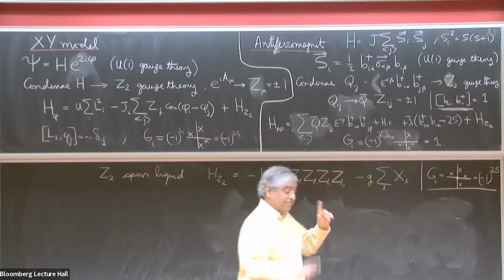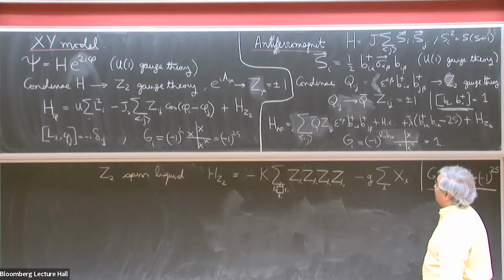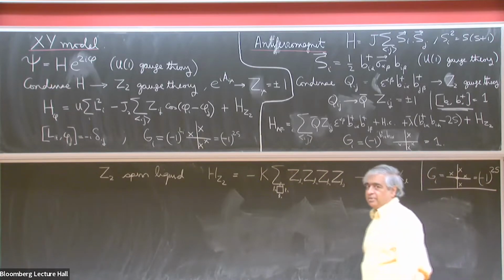Okay. And a follow-up question would be, why is it Z2? Sorry, I didn't answer the other part. Why is it Z2? Well, because it's described by a Z2 gauge theory, and the spinons carry a Z2 gauge charge. Okay, very good.